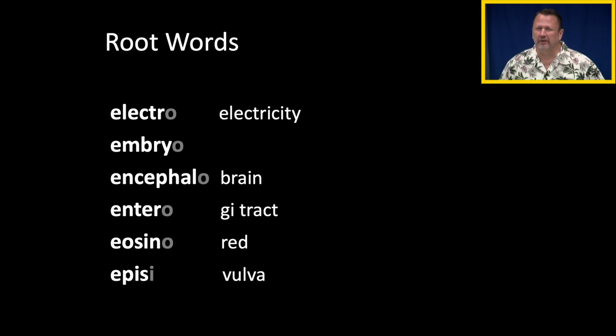Encephalo refers to the head, so encephalo refers to the brain as well. When we talk about entero, as in entering, we're talking about the gastrointestinal tract, and even the exit of the system is still called the entero. And so when we're talking about entero, we're talking about the gastrointestinal tract, from the lips to the end.